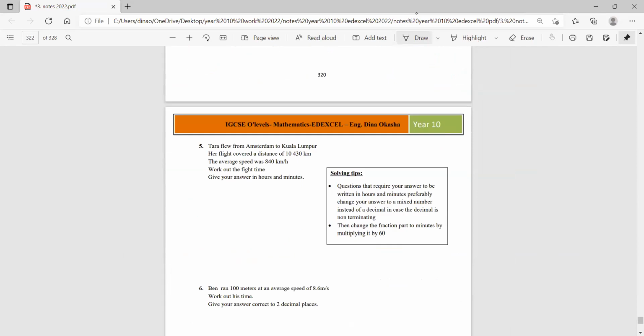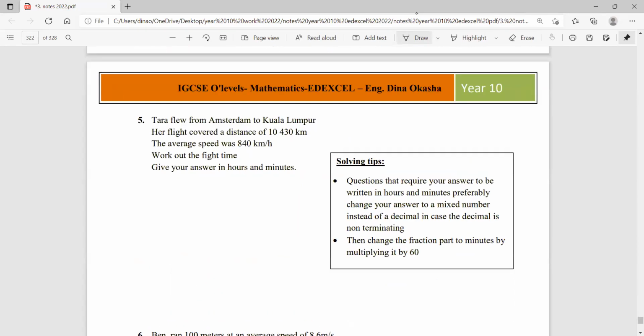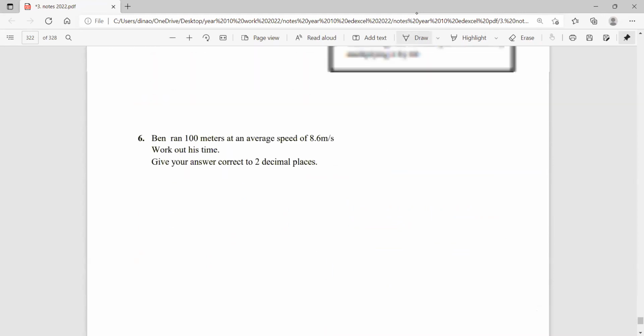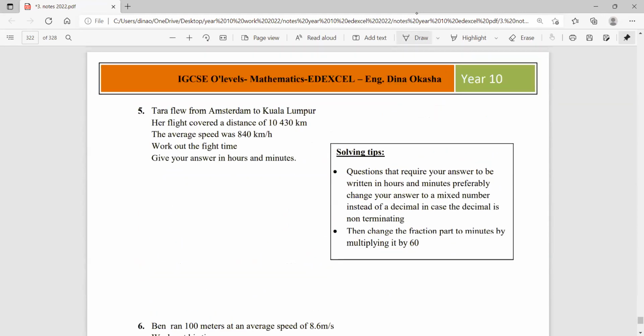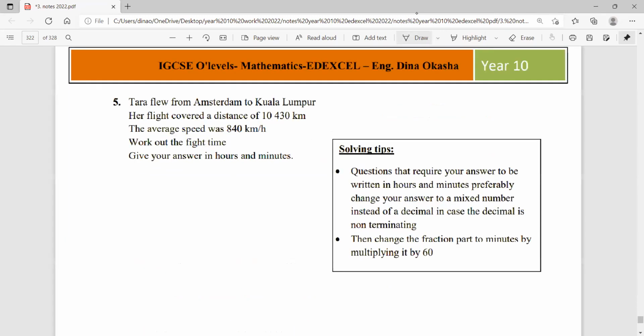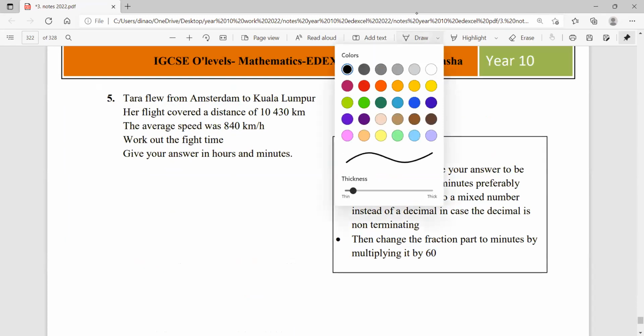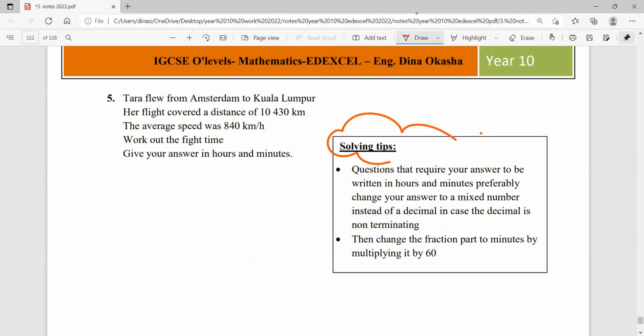Let's continue here. As we agreed, if you want you can pause and solve all the questions, but I recommend that you watch it all, as I might be saying something new. Here, as you can see, the solving tips. I need you to read the solving tips. Tara flew from Amsterdam to Kuala Lumpur. The flight covered a distance of so much. Again, this is the speed. We are required to find the time. And as we just did, the time is distance over speed.